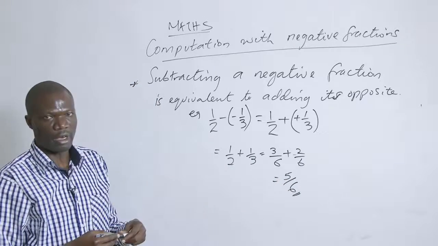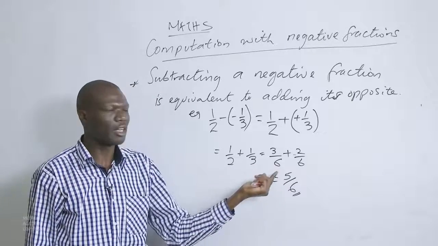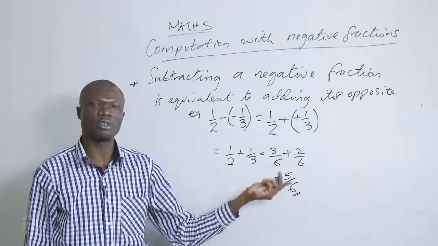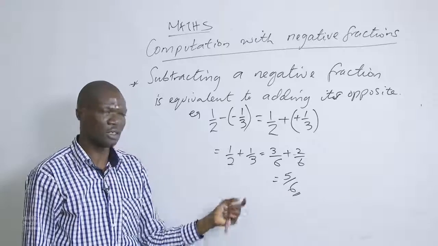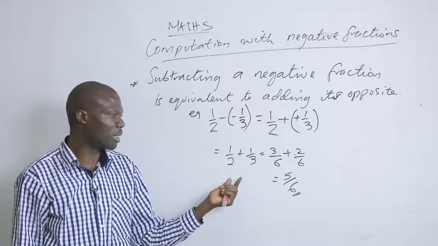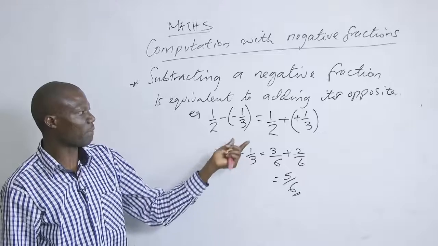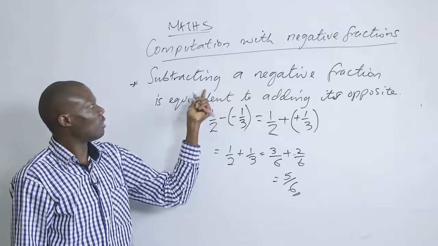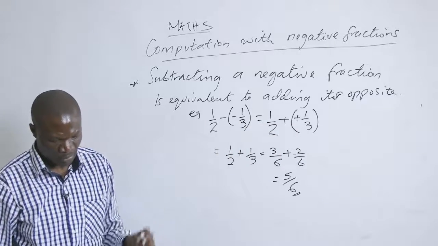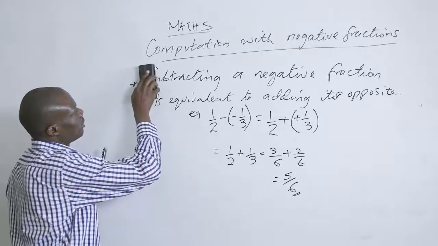5/6. I believe none of you has a problem in adding and subtracting fractions. That's why I'm moving ahead just to get the lowest common divisor, because we've done it several times in our previous lessons. But take note that when dealing with addition and subtraction of fractions, we must know how to get our lowest common divisor. But the principle here is that subtracting a negative fraction is the same as adding its opposite. The next point to note.